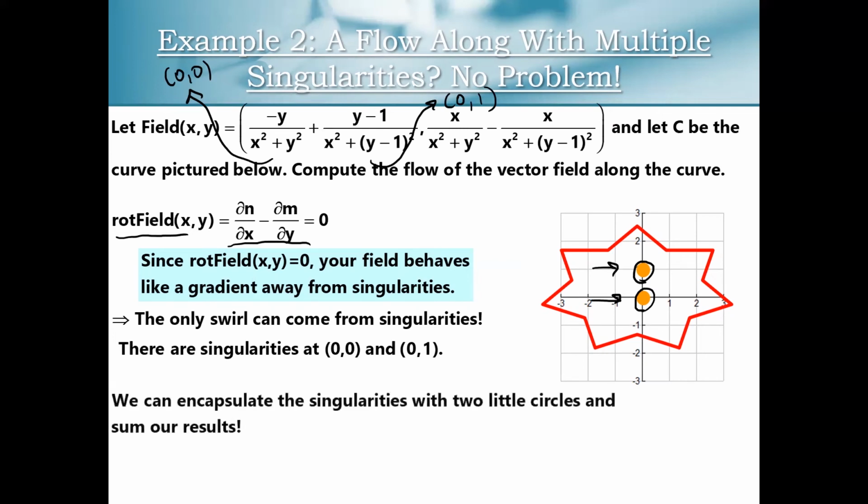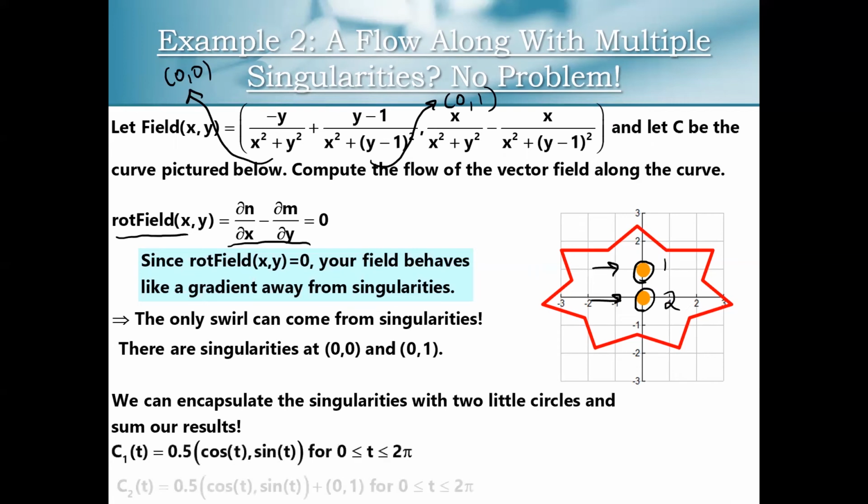And then we can sum up our results. So we compute the path integral for singularity 1, then the path integral for singularity number 2, and then we just add up the result from each of those 2 path integrals, and we're good to go. So here are the parameterizations for my 2 circles here.